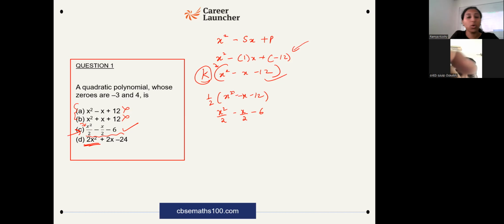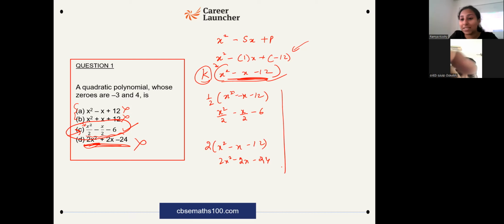All right. So over here, since we are having x square by 2 minus x by 2 minus 6, and since we are having x square minus x minus 12, I will multiply with 2. So when I multiply with 2, what do I get? I'm going to get 2x square minus 2x minus 24. Again, this option is not possible. All right. So definitely answer is C. Any doubts here? Any doubt here?